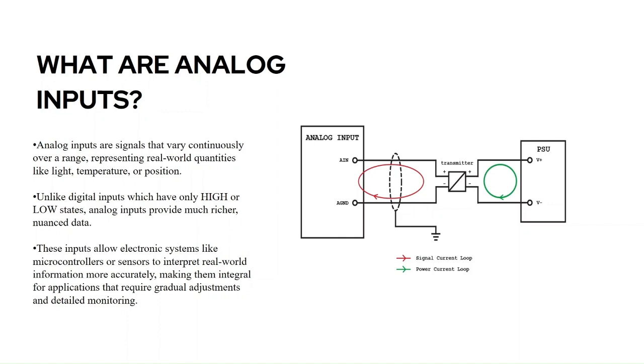This picture is an example of an analog input, where A in and A ground represent the analog values which will be transmitted to the transmitter.